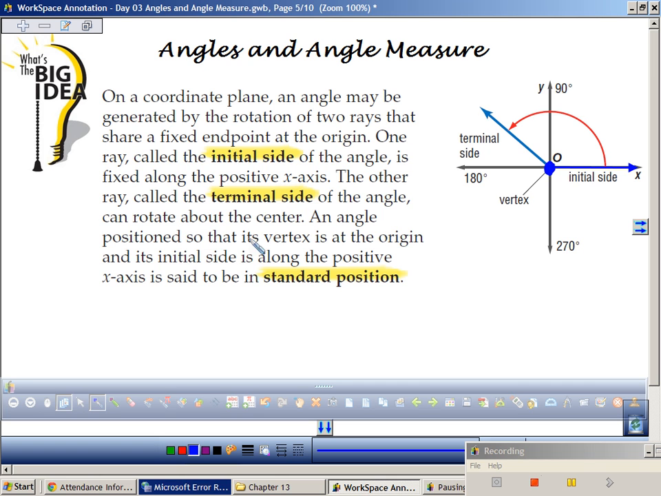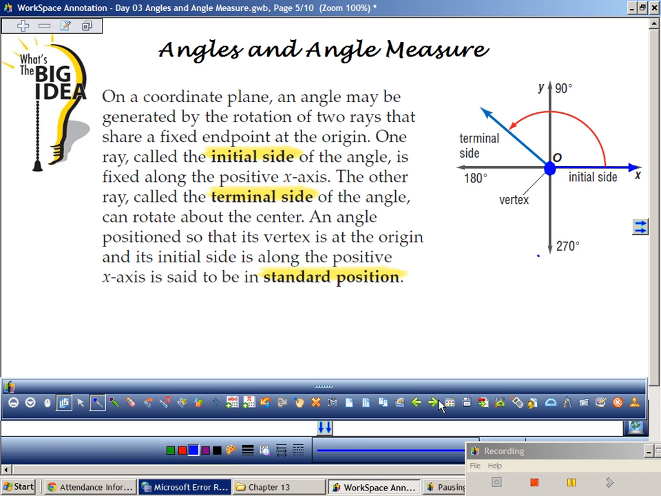So it says an angle positioned so that its vertex is at the origin. So if this is the origin, it's the angle's vertex of the initial side and the terminal side of the angle. If it is along the positive x-axis, lying right there, this is standard position. This is a standard position angle. Questions? All right.